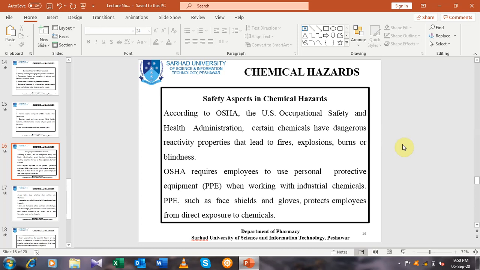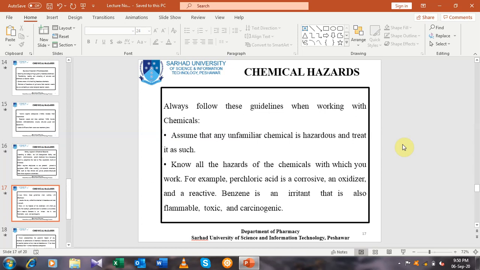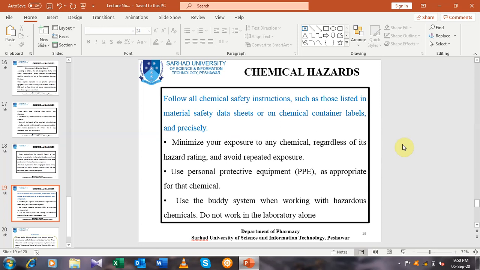OSHA, that is the Occupational Safety and Health Administration, rules and regulations should be followed. The personnel working there should wear and use the appropriate personal protective equipment, that is PPE. And moreover, chemical safety instructions and material safety data sheets, or any instructions which are labeled on the chemical container, should be followed precisely.